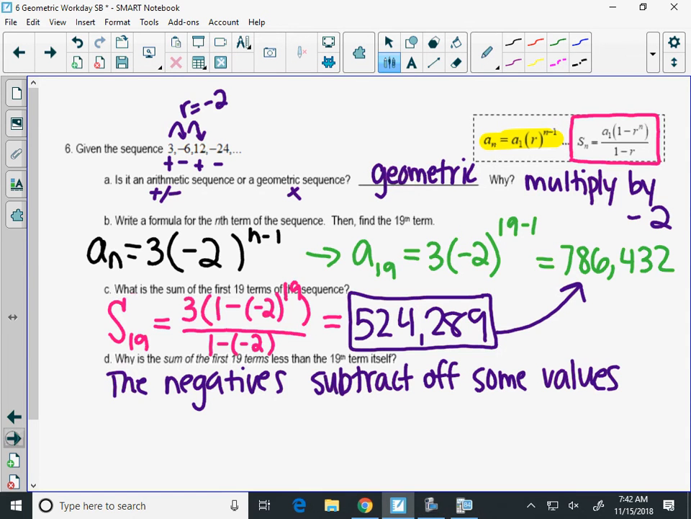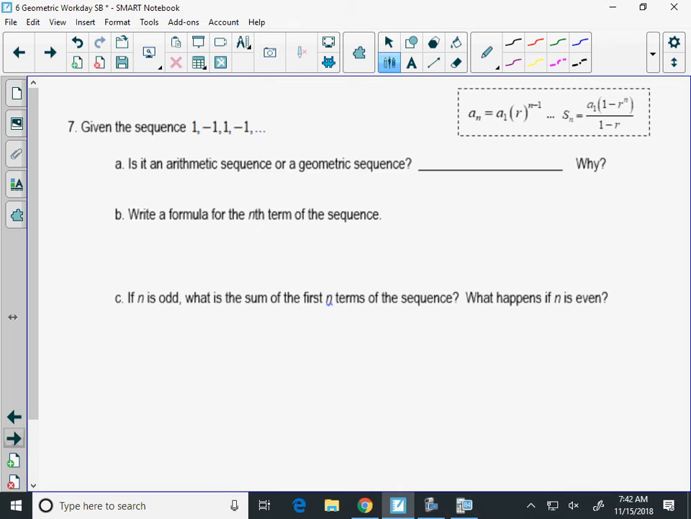All right, number 7. I have a sequence 1, -1, 1, -1, on and on and on. Is this an arithmetic or geometric? Well, it's going to be a geometric again. Because if I find my common ratio, if I take my -1 divided by 1, I get that the common ratio is -1. That's what I'm multiplying by every time. So every term here, you are multiplying by -1.